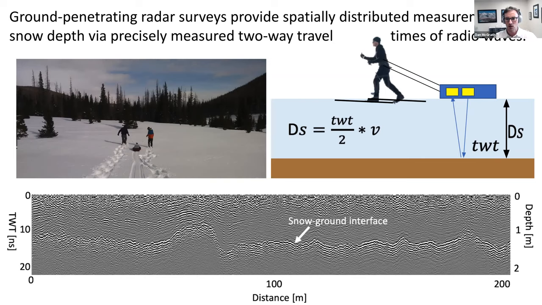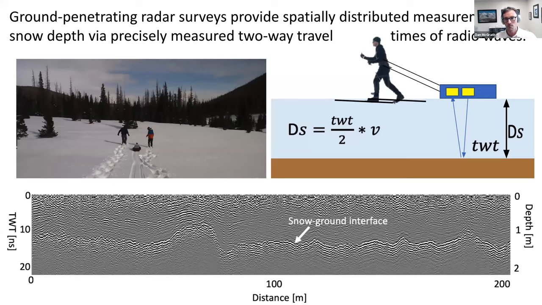This allowed us to cover a lot more ground during those campaigns, given the open nature of the Mesa. The basic equation that we're working with here to get snow depth, or DS, is we measure the travel time for that radio wave to travel from the transmitting antenna down to the snow-ground interface, and then back up to the receiving antenna. We divide that travel time by two and multiply it by velocity. I'll spend some time in subsequent slides talking about velocity, because that's an important parameter that we need to determine in order to get accurate estimates of snow depth from our GPR observations.